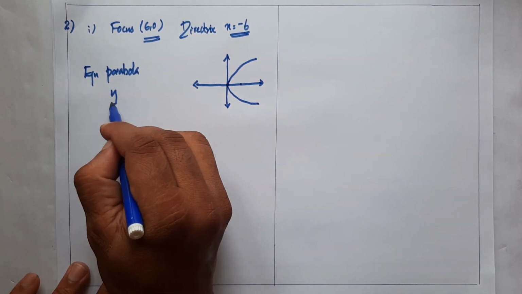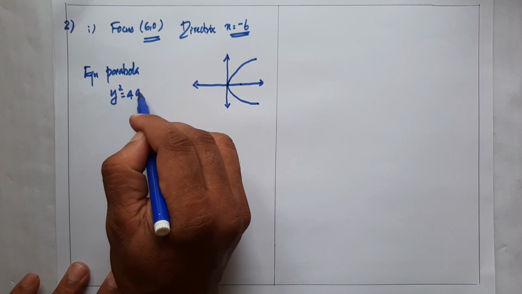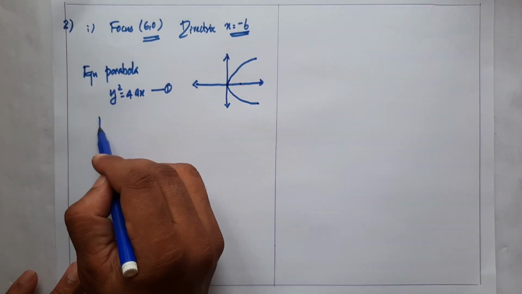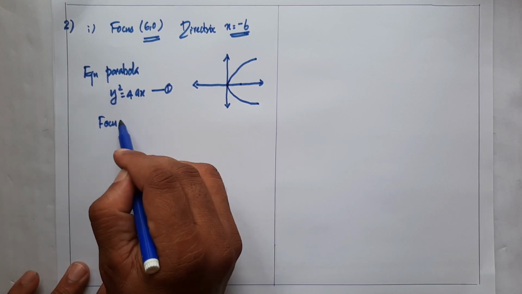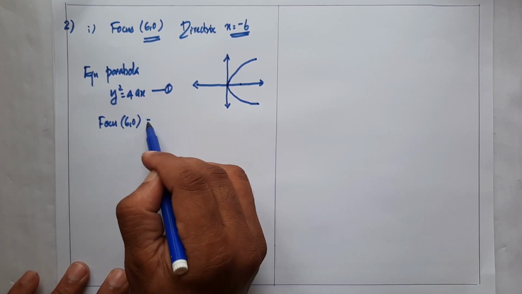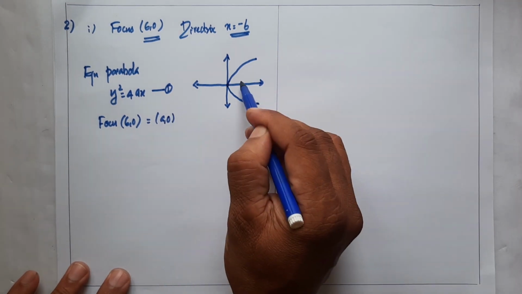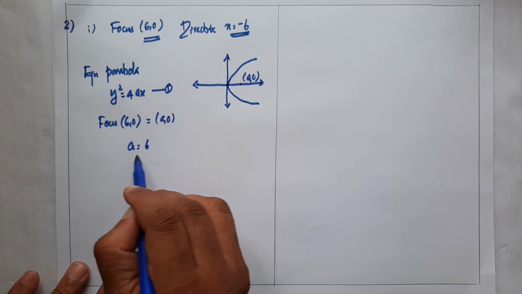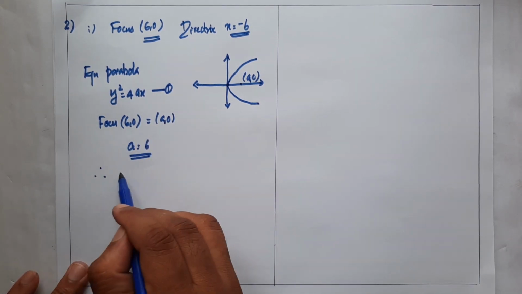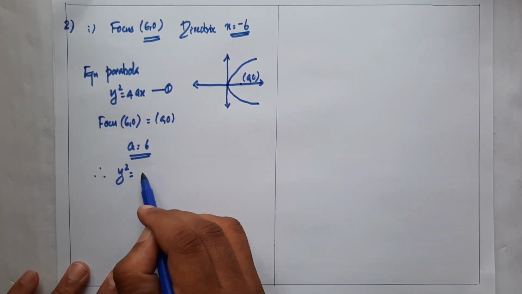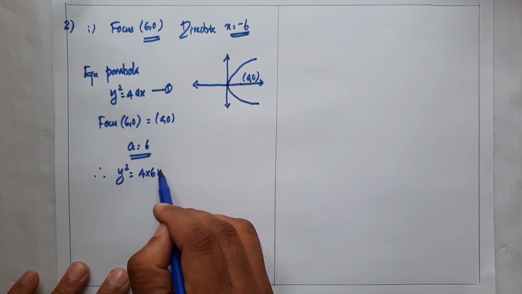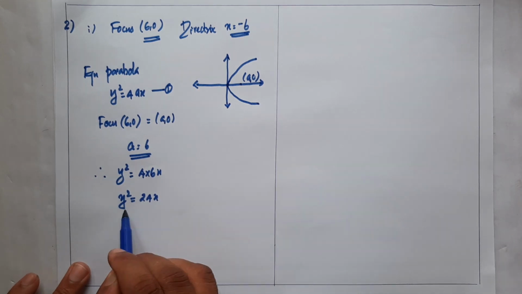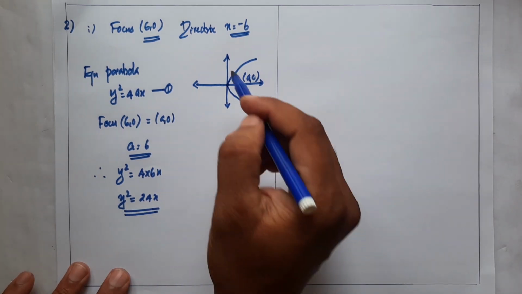The equation is y squared equals 4ax. That's the equation. Now we find a. Here, already given focus (6, 0) equals (a, 0). In this form the coordinate is (a, 0), and therefore the corresponding value of a is 6. Now substitute in equation 1, and therefore our parabola equation is y squared equals 4 into 6 into x, that is y squared equals 24x. That's all.